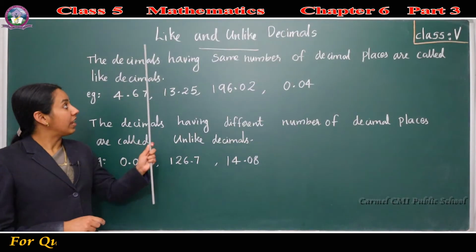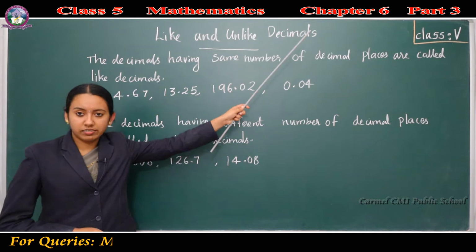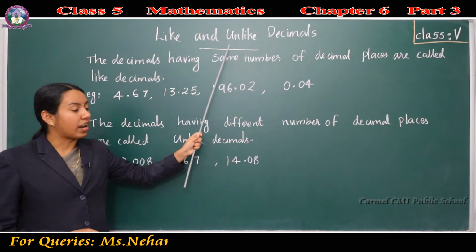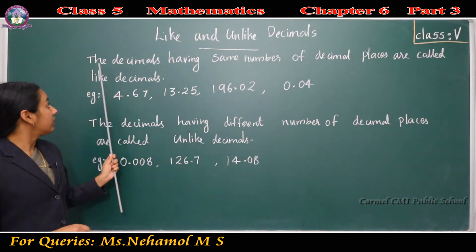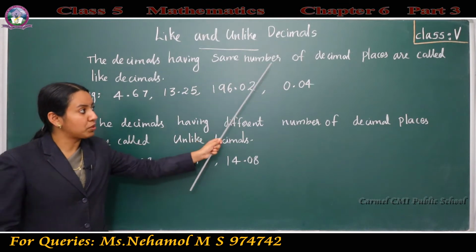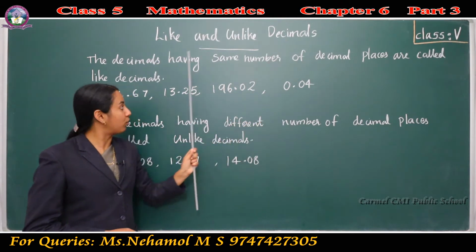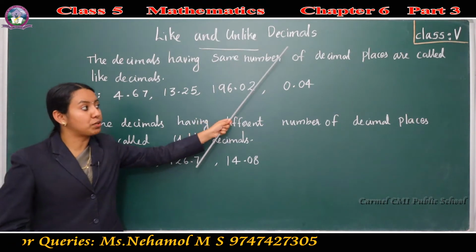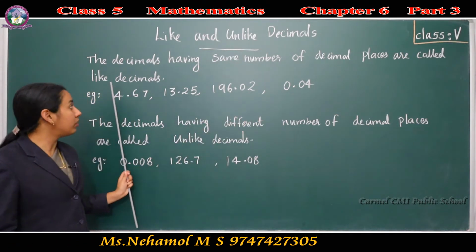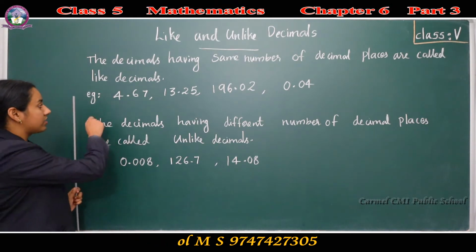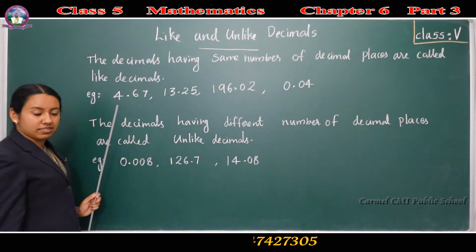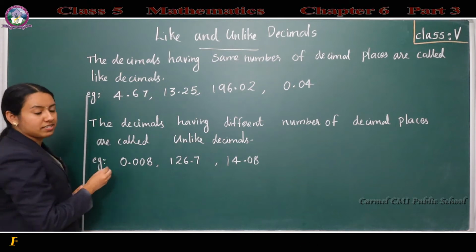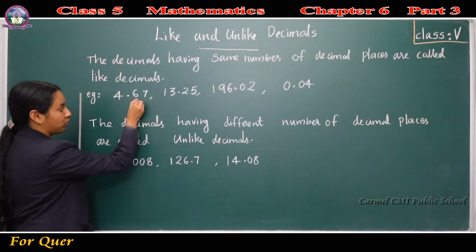Next topic, like and unlike decimals. The decimals having the same number of decimal places are called like decimals. Consider the example 4.67. How many decimal places are there? 1, 2. 2 decimal places.